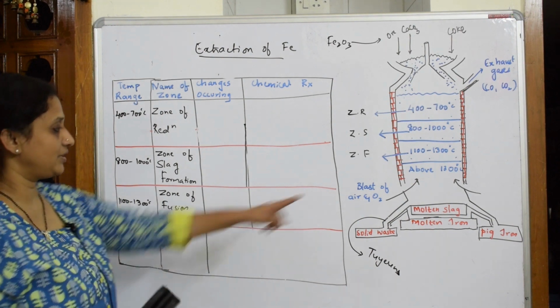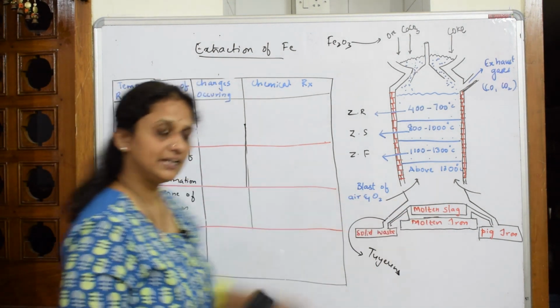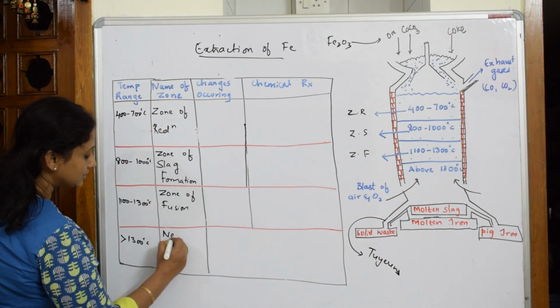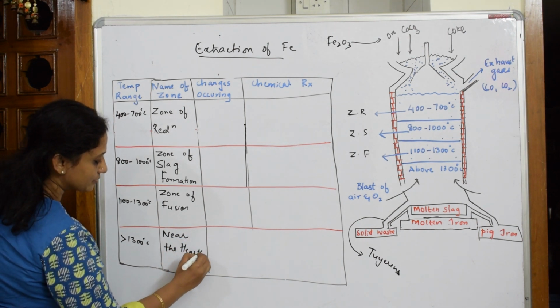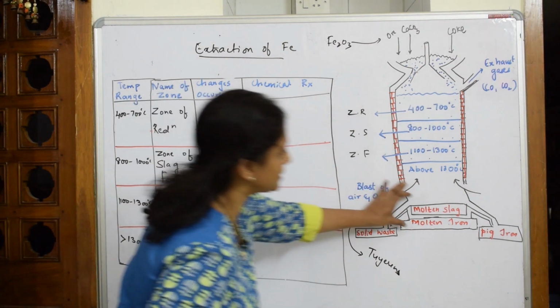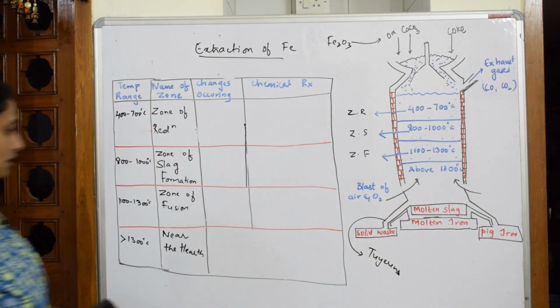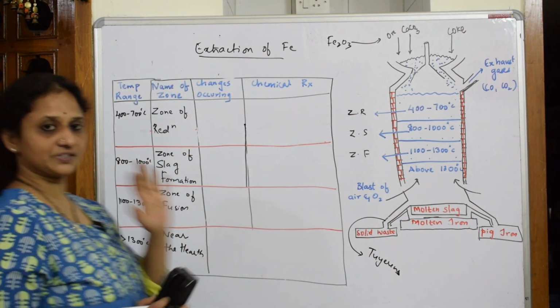Now, where is this occurring above 1300? It is occurring near the hearth, isn't it? So what is that hearth? The lower part of the blast furnace. This part is called the hearth. Done. Now let us see the first reaction.